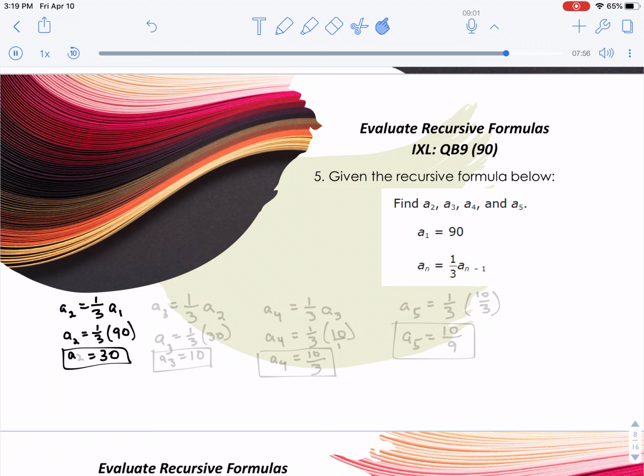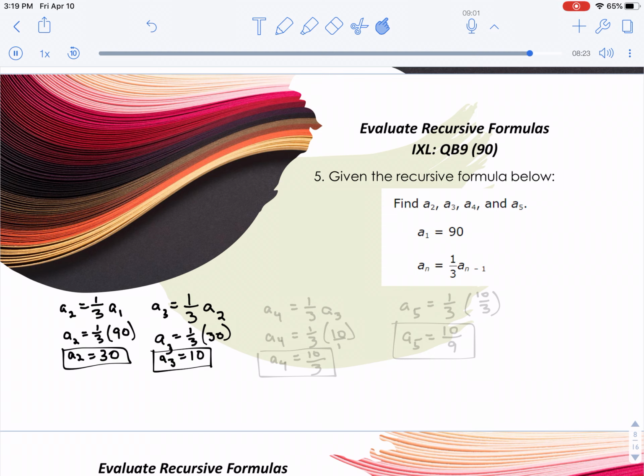All right, a sub 3 is 1/3 a sub 3 minus 1, which is a sub 2. We just found a sub 2. A sub 2 is 30, so we get 1/3 of 30. And 1/3 of 30 is 10. So a sub 3 is 10.